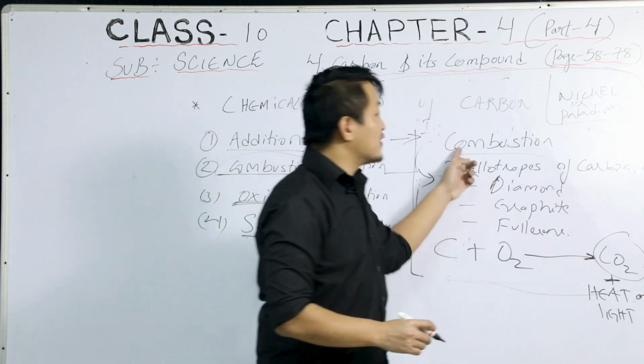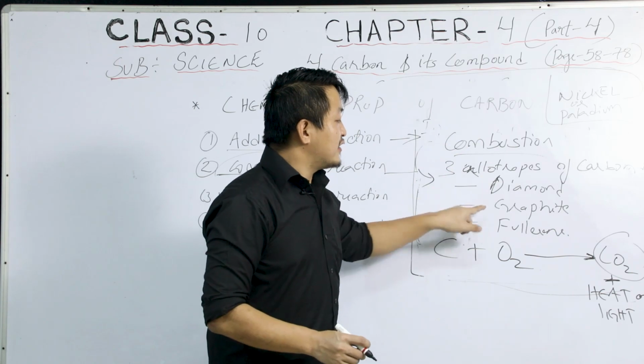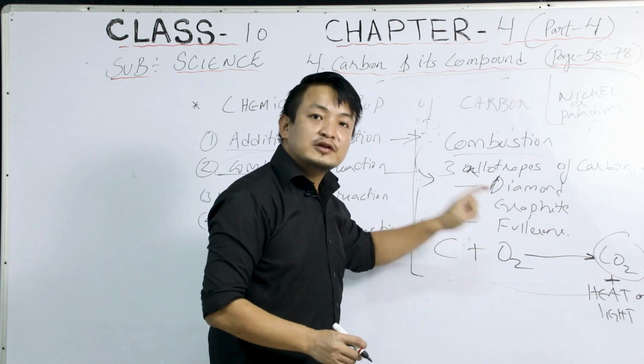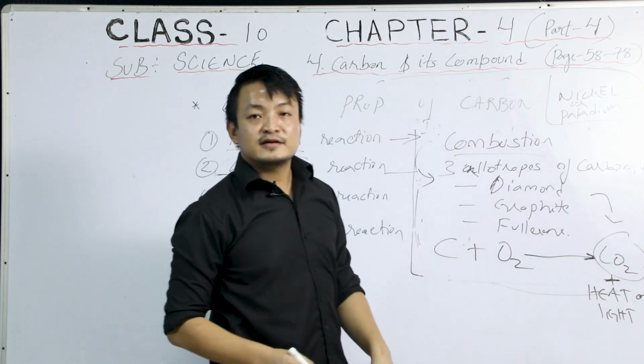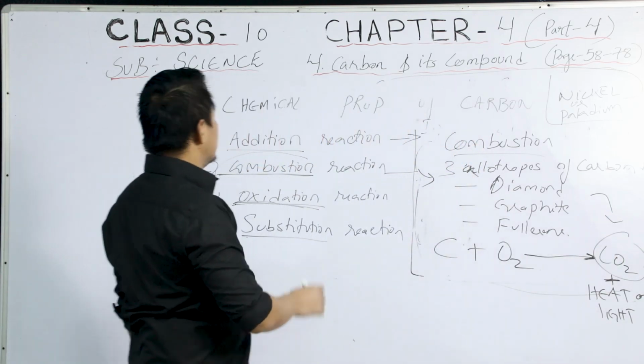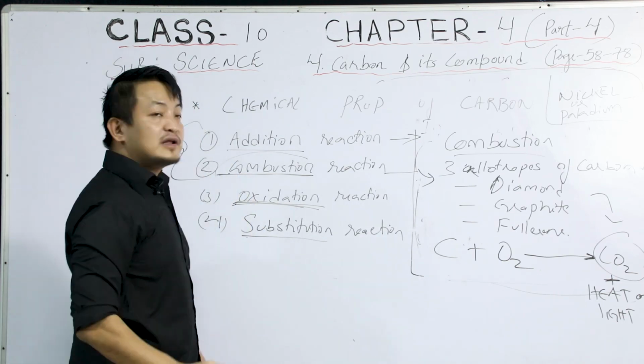So that is combustion. All the allotropes of carbon, diamond, graphite, and fullerene, will burn completely and give carbon dioxide. So that is all about combustion reaction. We are done with 2 types of chemical property.